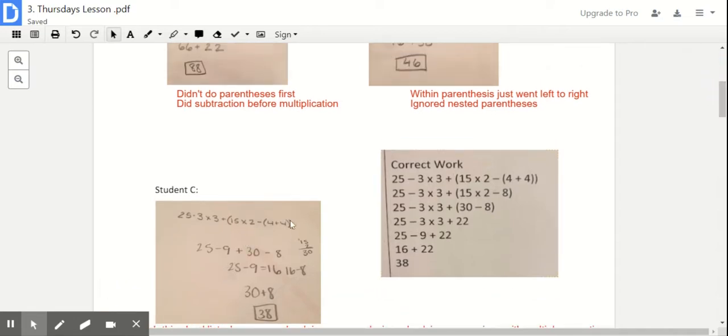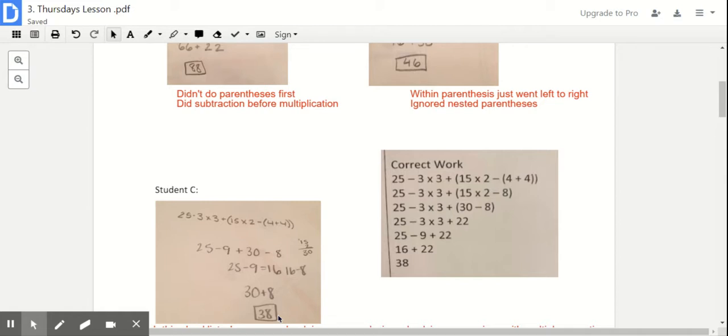Student C got the right answer, but what do we notice about their work? Right. This work is completely unorganized. They are not showing the step by step for each number or what operation they're doing one at a time. So their work is all over the place, it's unorganized. They luckily got to the correct answer, but that doesn't mean that you will always get to the correct answer by doing your work like this.